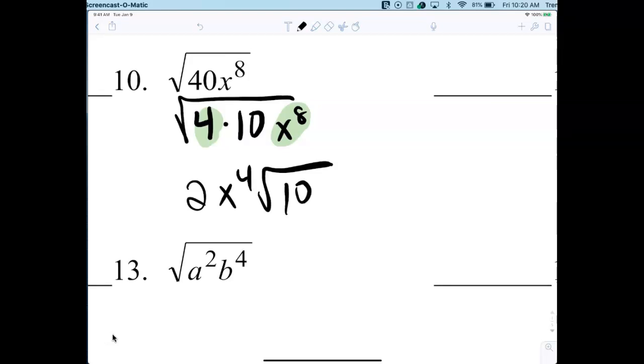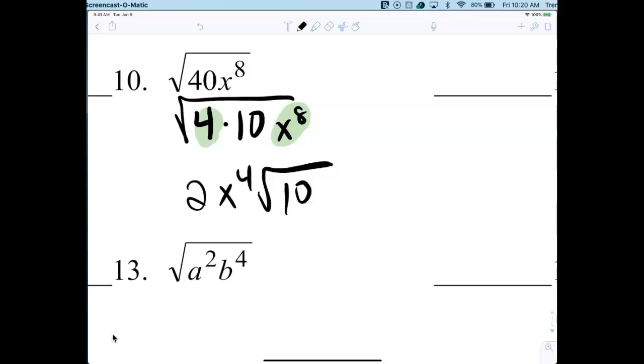We're getting it. Aiden, you still with me? Hey. Don't be afraid to speak up. That's the problem with some of you. You just wait till the end. I'm already on 20. Now you're like, oh my gosh.